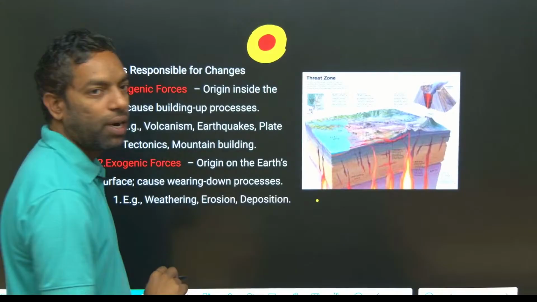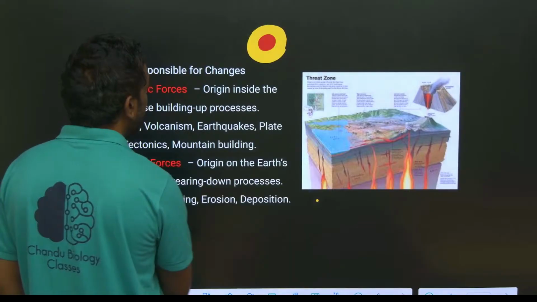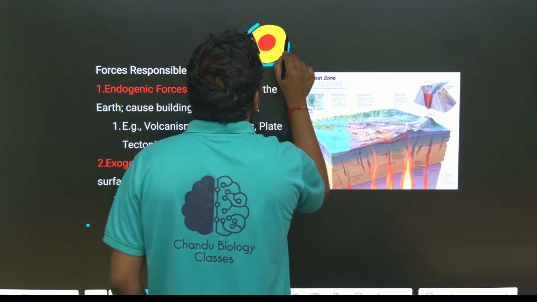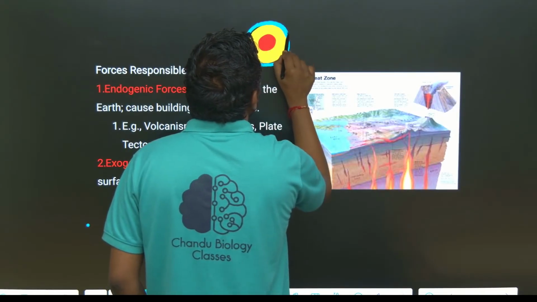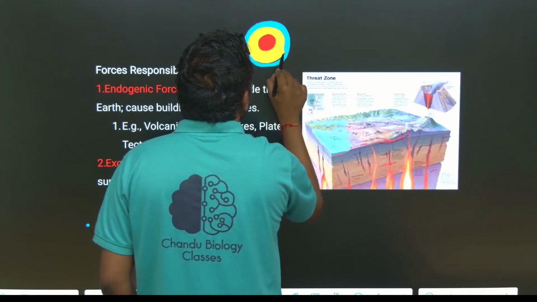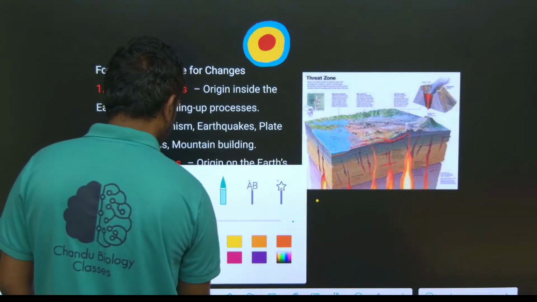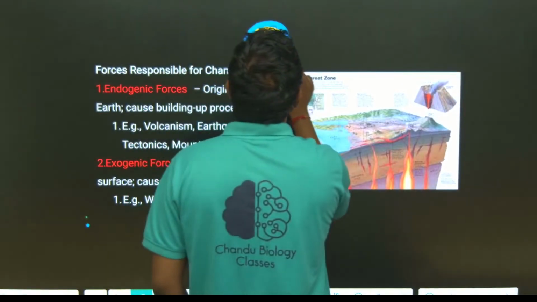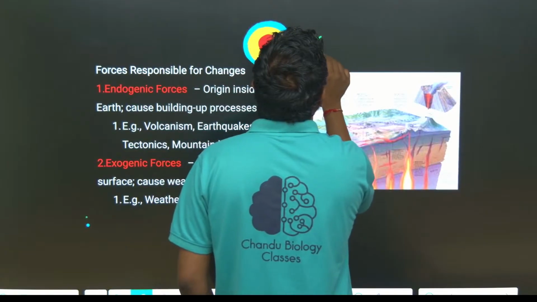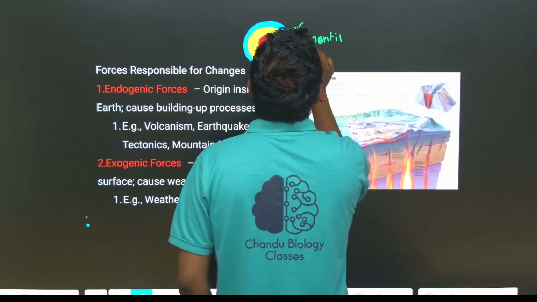Okay, core and mantle, and finally the crust, the earth crust is there. Finally, this is the earth crust. This is the core, mantle, and crust.